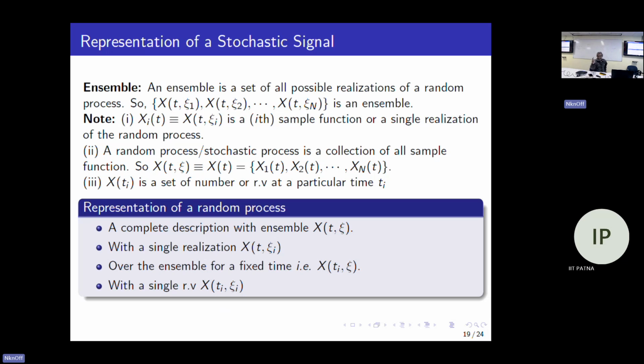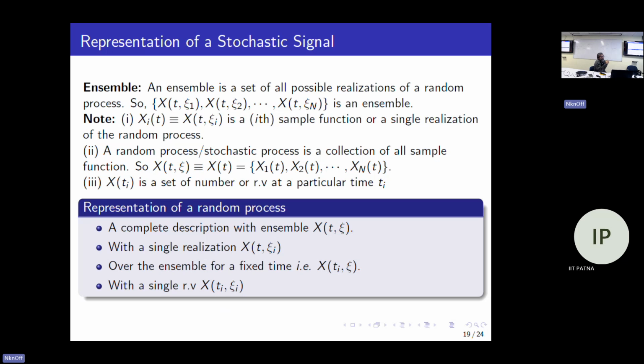Now, why the difficulties? The difficulty is that sometimes people do statistics over the ensemble, and sometimes people do statistics over time, and it is very confusing. So I think it is due to the ensemble that random process becomes very confusing. Now I'll make everything clear.